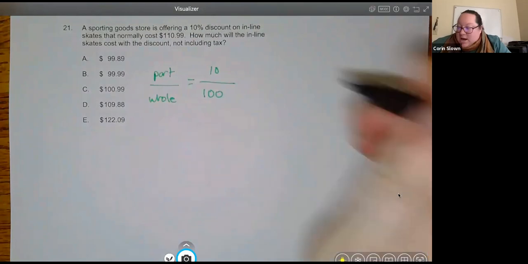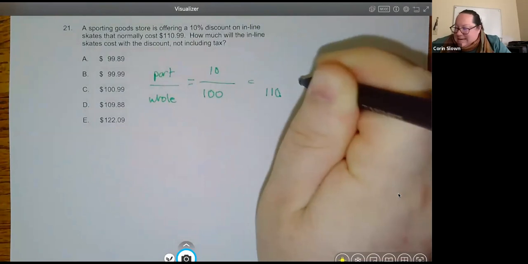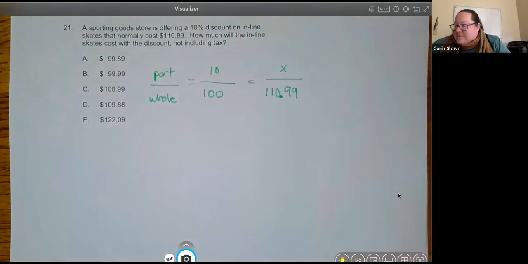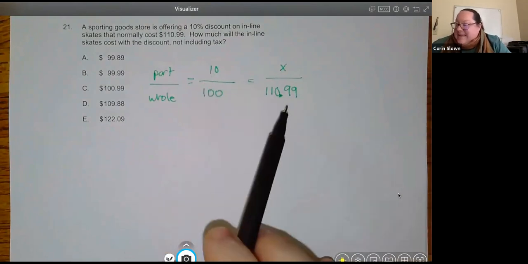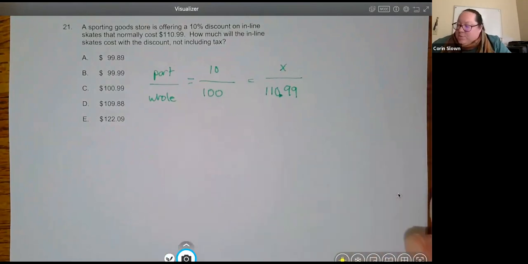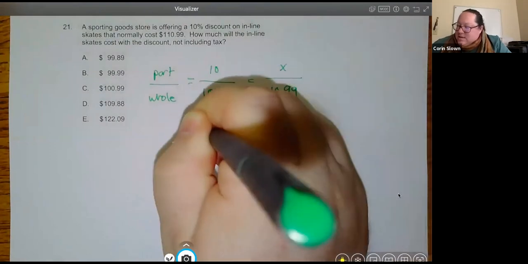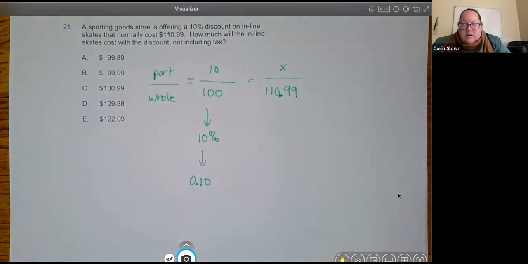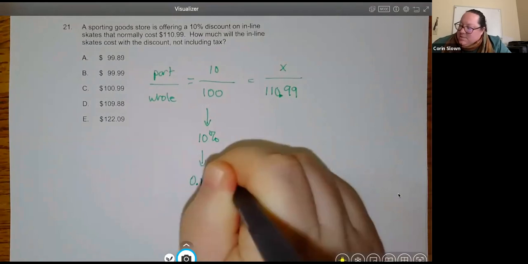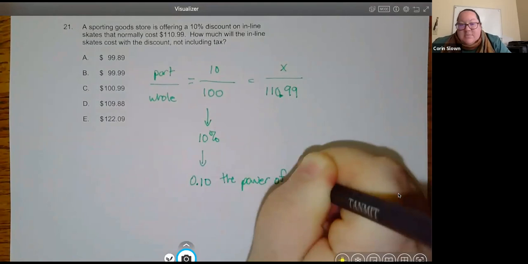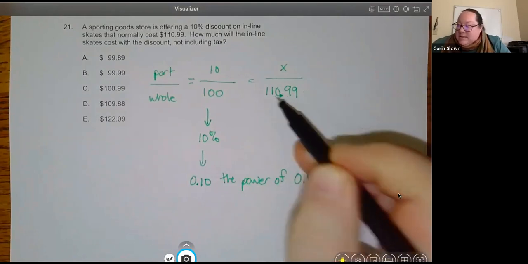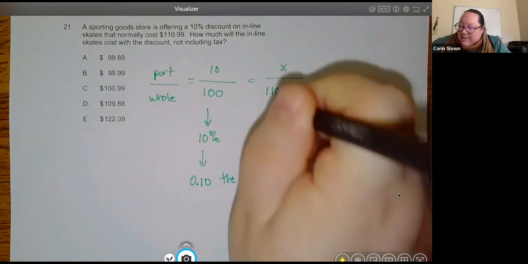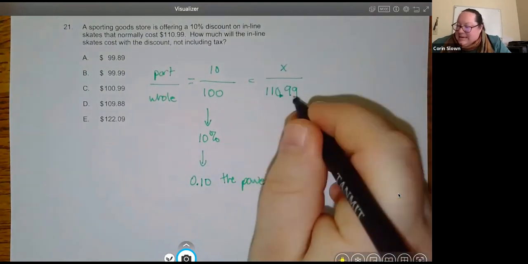The skates normally cost 110 and 99. So we're looking for what is 10% of this number. But here's the trick. We can do this math. For example, you can multiply by 10 and then divide by 100. But if you think about your percent, 10% is also the same thing as 0.10. And if we think about dividing by 10, we can just move a decimal place. This is the power of 0.1, that I'm literally just moving a decimal place by 1. And so the question then becomes, am I moving it to the right or to the left? In this case, I'm going to move it to the left because I'm dividing. So 10% of 110 and 99.